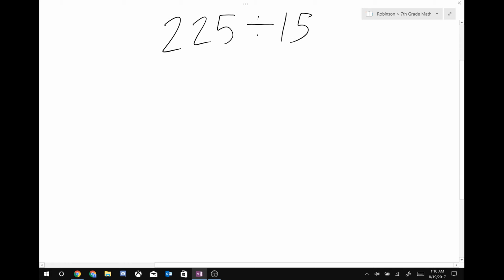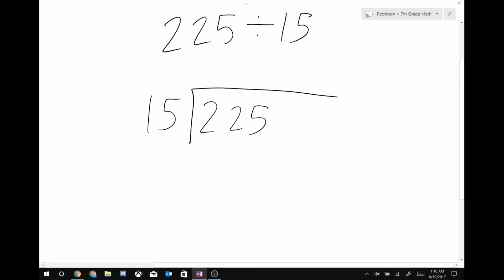So we will set it up with our box here. Put the 15 on the outside, the 225 on the inside. I'm going to erase this up here. How long division works is we just have to go very slowly, okay? We take our whole 15 and we look at each section of this.